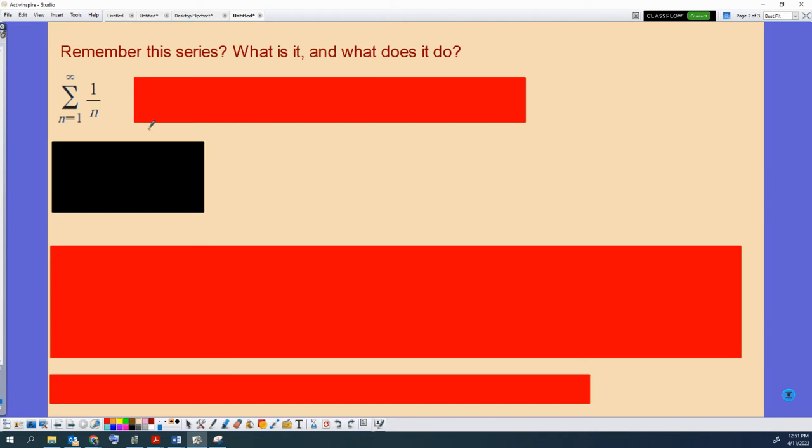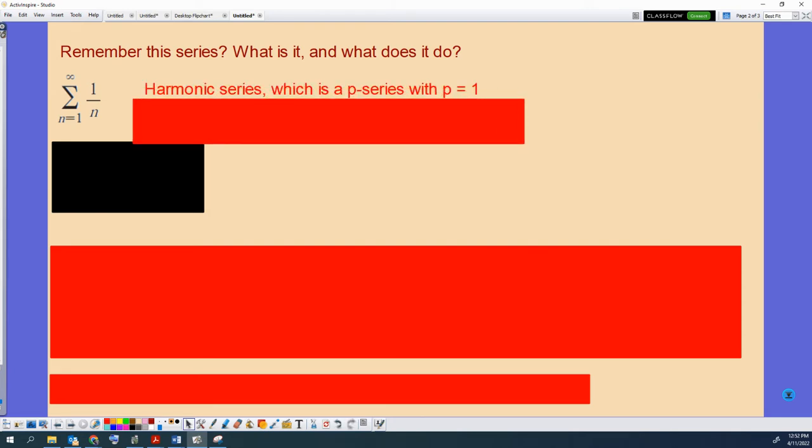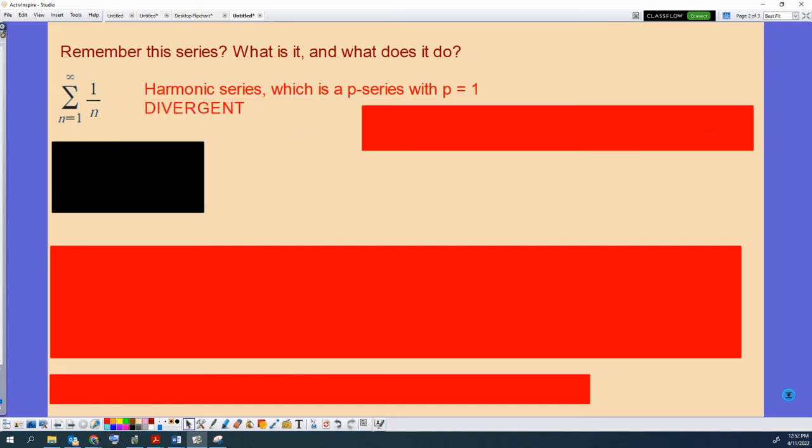To start with, I'm going to show you something that's not an alternating series. Remember this one? This is one of the first series I usually look at when I'm teaching infinite series. See if you can remember what it's called. Pause it if you need to. It is the harmonic series. It's also called a P series, right? This is the P series where P equals 1. And think about whether that converges or diverges. And this one does diverge, right? It is a divergent P series.